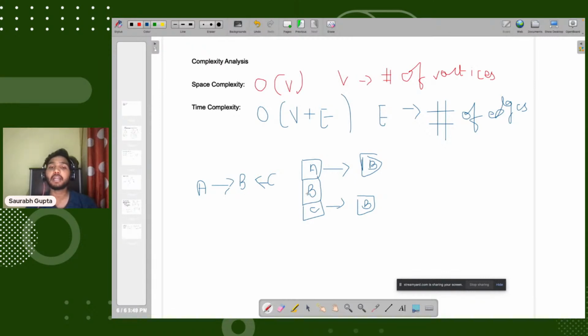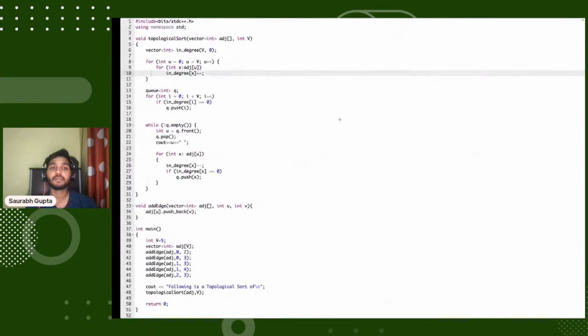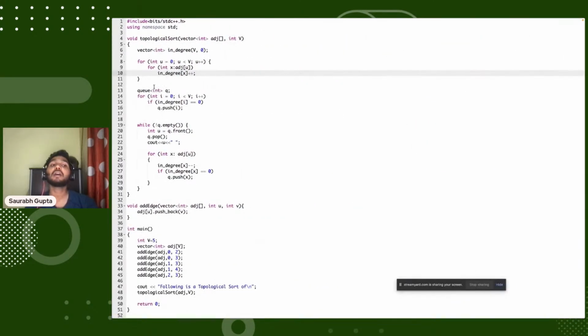So similarly, what we are doing here is we are going through each and every vertex, and I'm going through each and every element in the list of that particular vertex, and I'm calculating the in degree, right? Again, we'll discuss in detail how to calculate in degree when we are discussing the topic in detail, right?